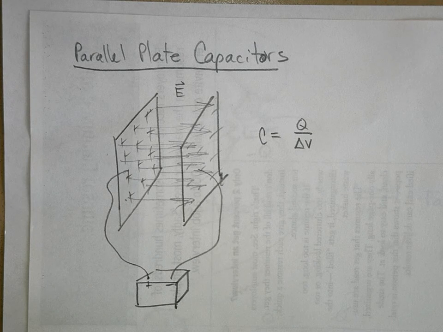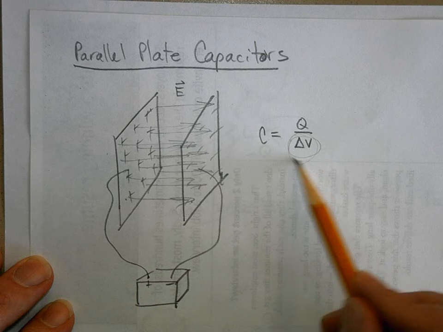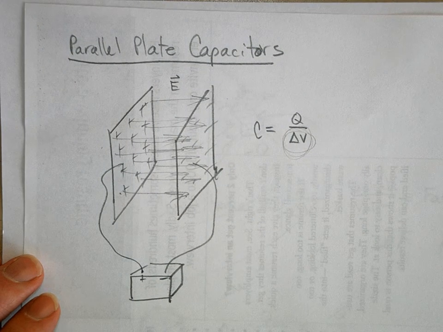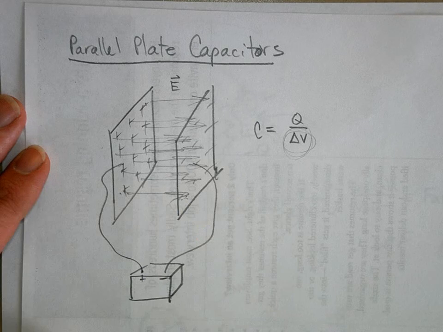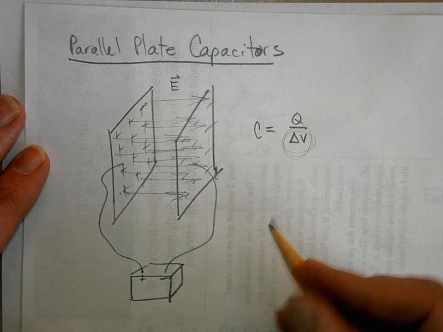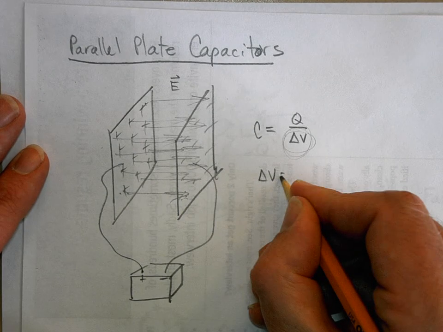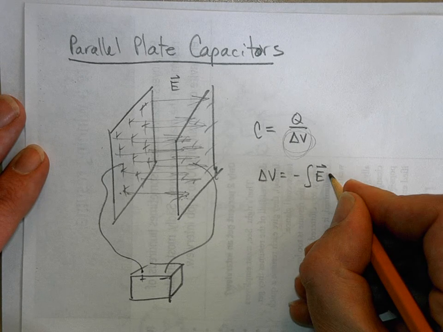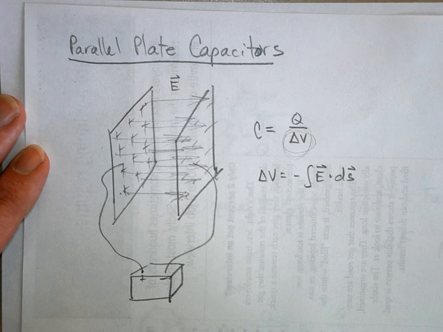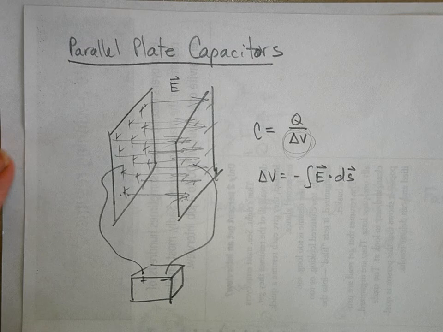Okay. So let's figure out what delta V is. That's usually what you do. You figure out the electric field. Well, delta V, let's start off with the basic definitions because I'm kind of into that. Negative E dot ds, right?